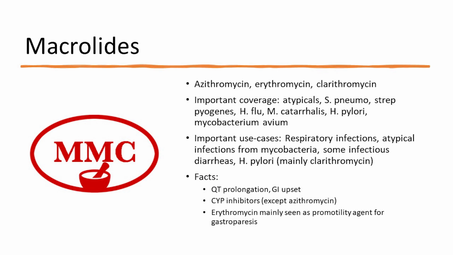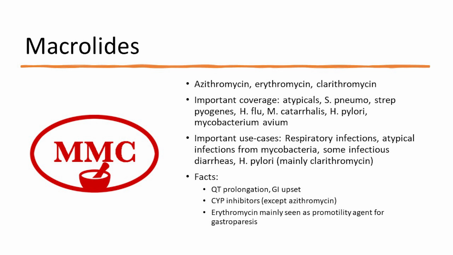Next up, macrolides. This includes azithromycin, erythromycin, and clarithromycin. In terms of important coverage, they cover atypicals, strep pneumo, strep pyogenes, Haemophilus influenzae, Moraxella catarrhalis, H. pylori, and Mycobacterium avium. In terms of important use cases, they're used for various respiratory infections, atypical infections from mycobacteria, some infectious diarrheas, and then H. pylori, which is mainly clarithromycin focused.